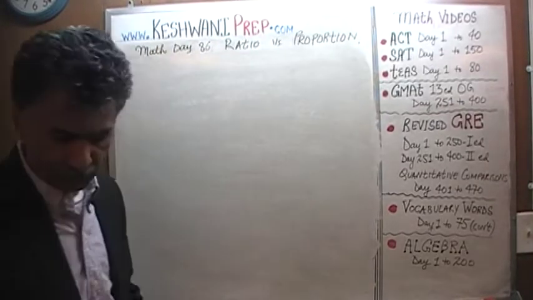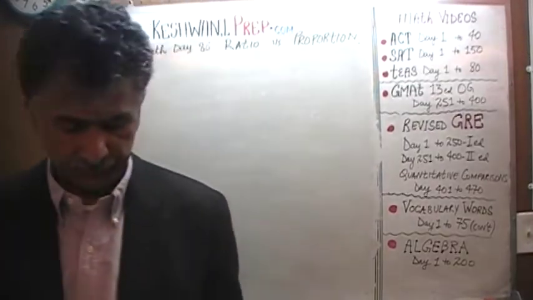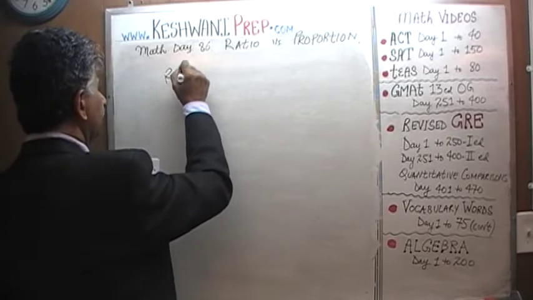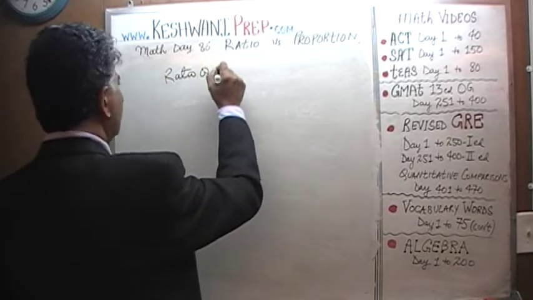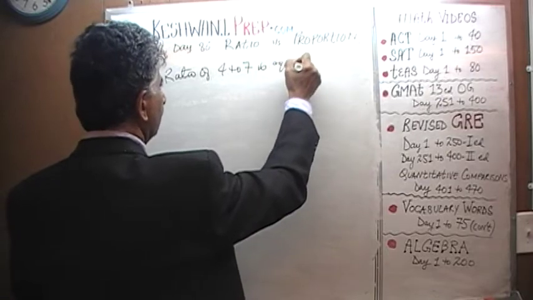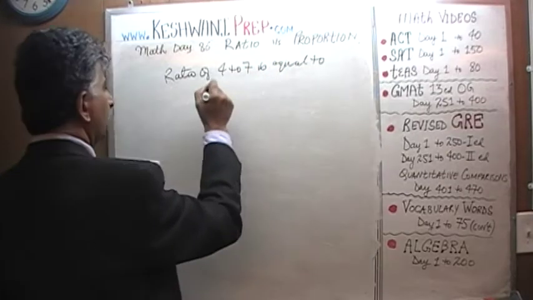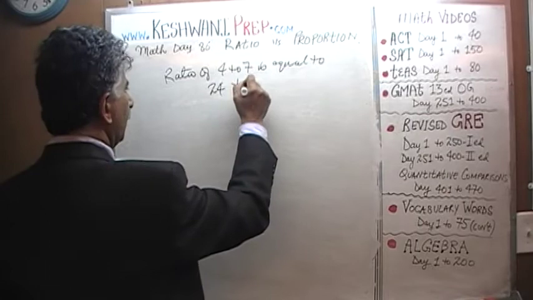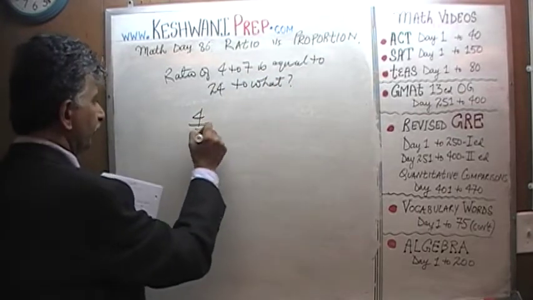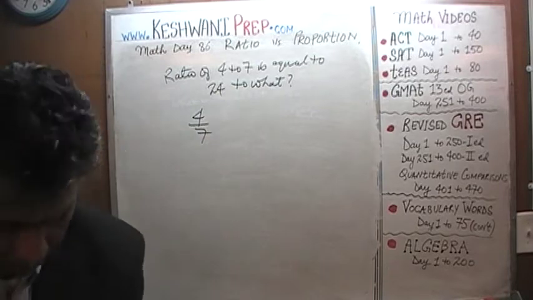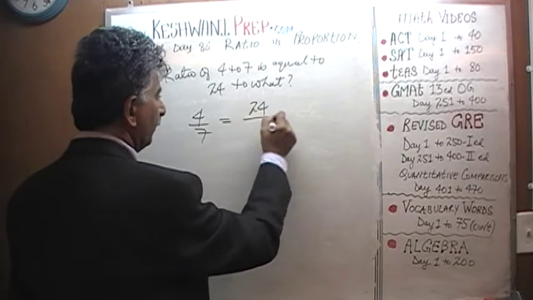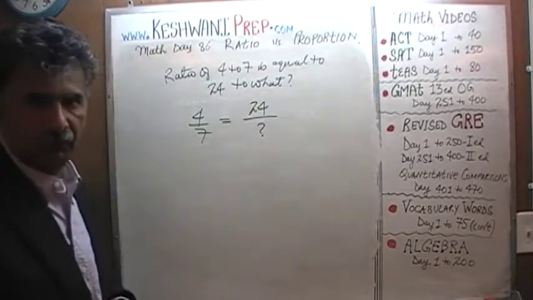Questions of these nature should take no more than a few seconds. We are told that the ratio of 4:7 is equal to 24 to what? Again, very straightforward question. The ratio is 4:7, and we are told that that ratio will have to be the same as the ratio of 24 to what? Well, it's very simple.